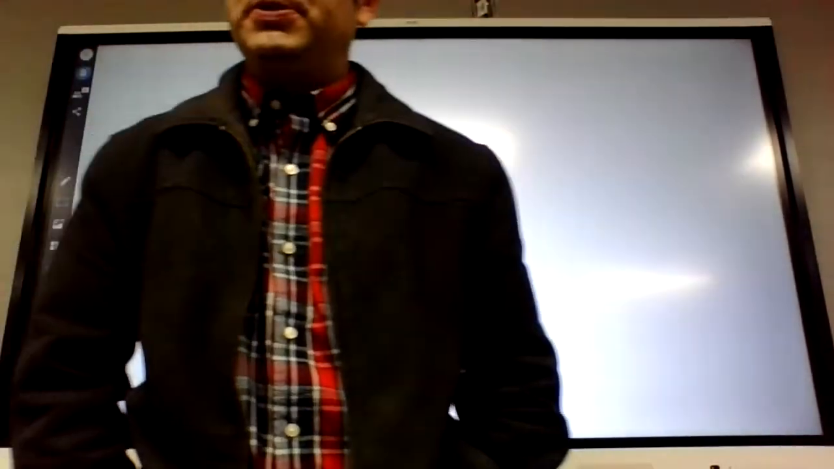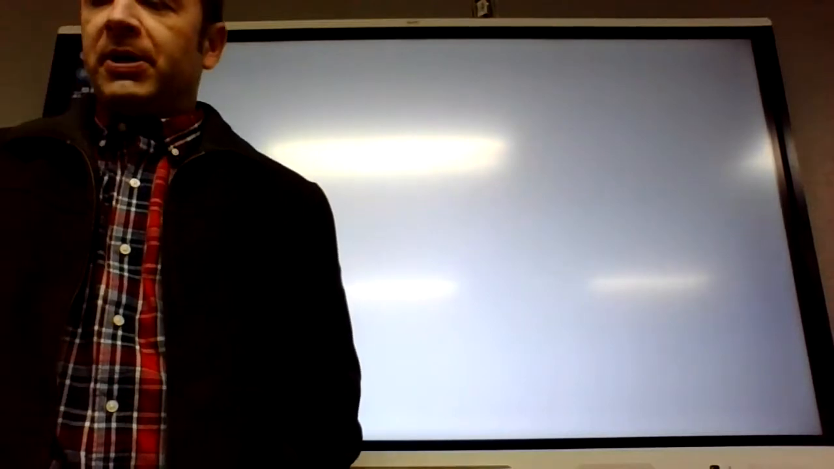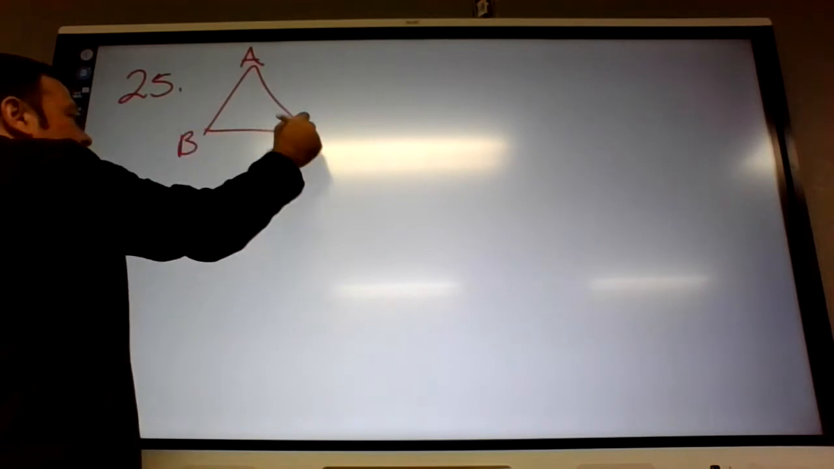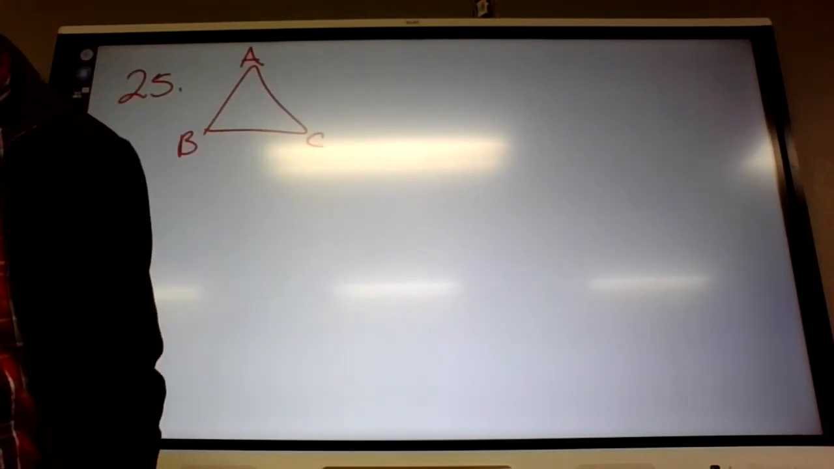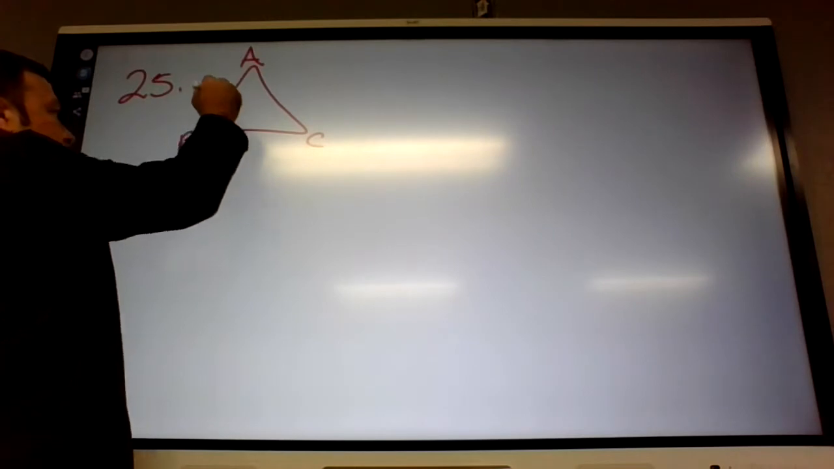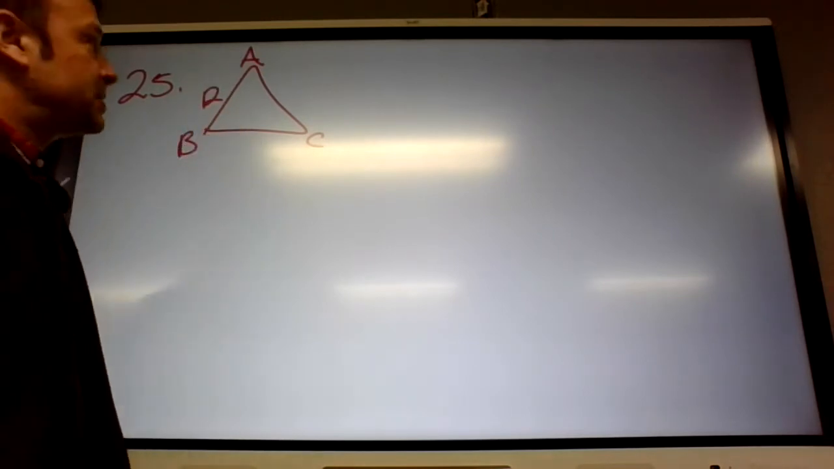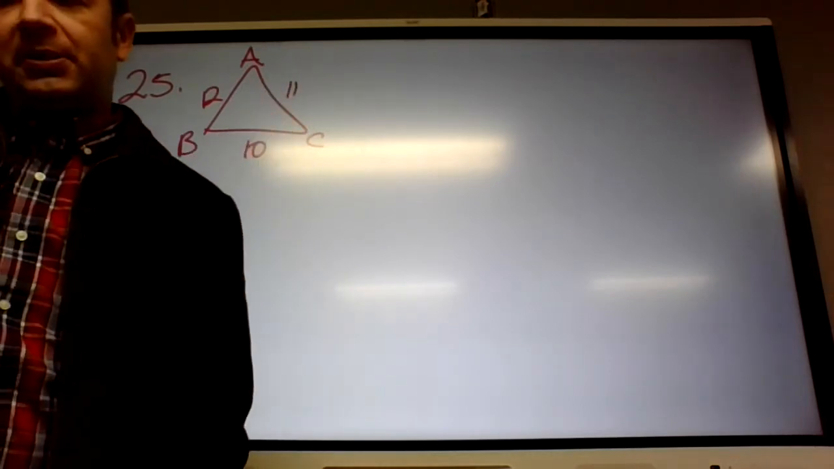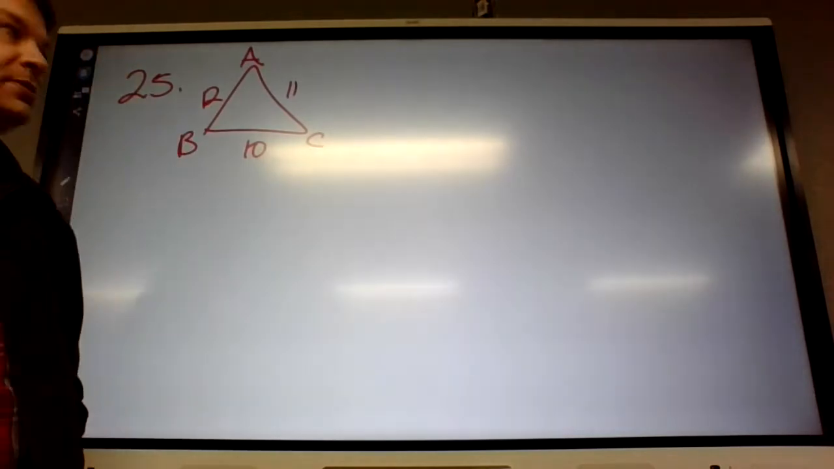Number 5 says list the angles of triangle ABC from smallest to largest. But they did not draw triangle ABC for us, so guess what? You're going to watch me draw it. Okay, so ABC: AB is 12, BC is 10, and AC is 11. It says list the angles from smallest to largest.